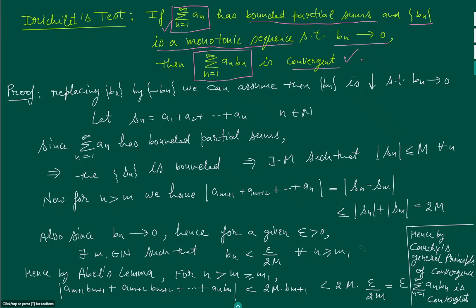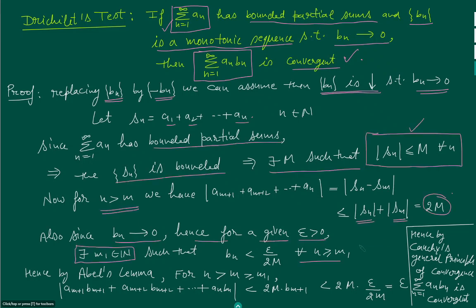So if a series an has bounded partial sums and bn is a monotonic sequence that converges to 0, then the series summation an bn is also convergent, right? And I hope this is all clear to you. So next we would be discussing some exercises, right?